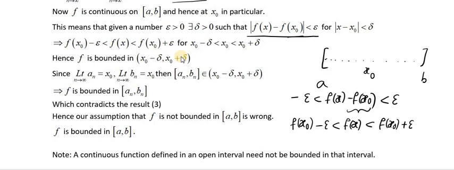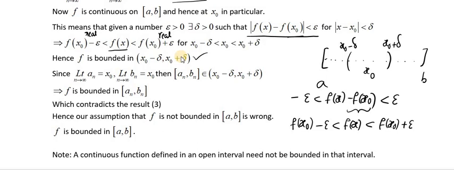Observe, here we have one real number. Here also we have one real number. That means the value of f of x lies between two real numbers. Then we can easily say that f is bounded in a neighborhood of x naught. This is called the neighborhood of x naught. This point is x naught minus delta. This point is x naught plus delta.